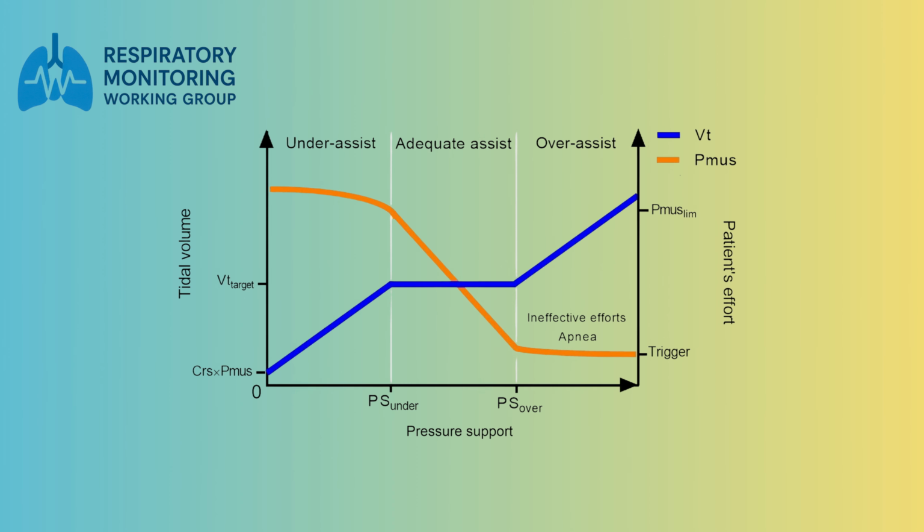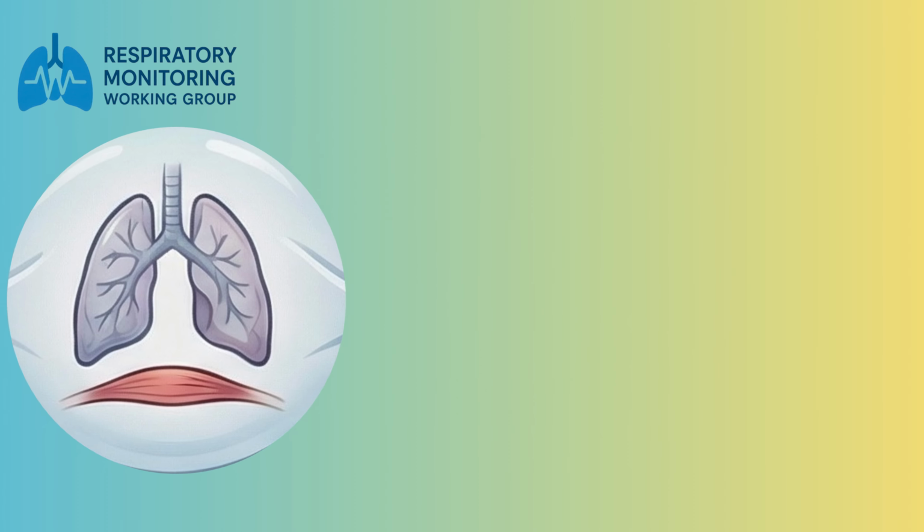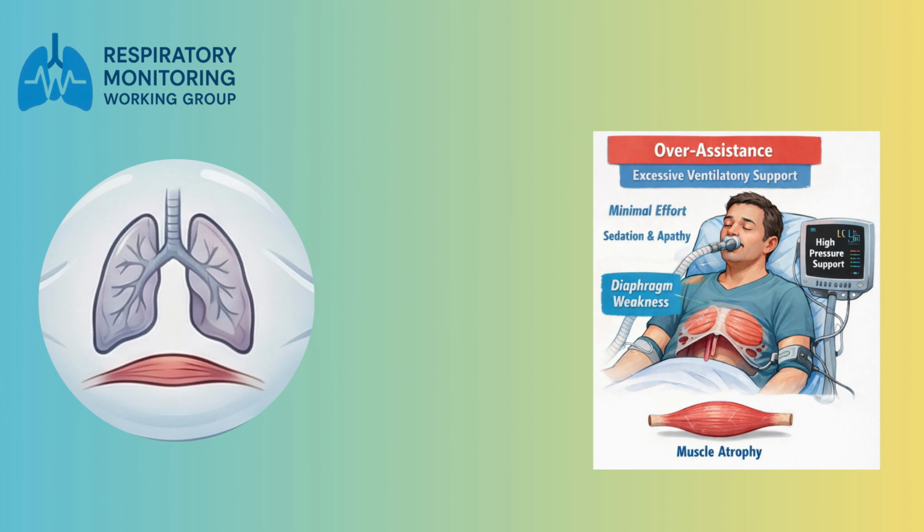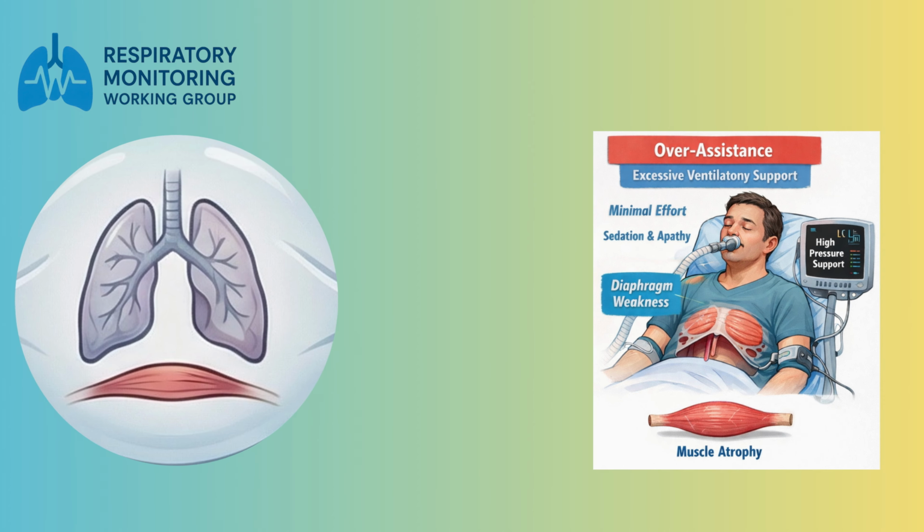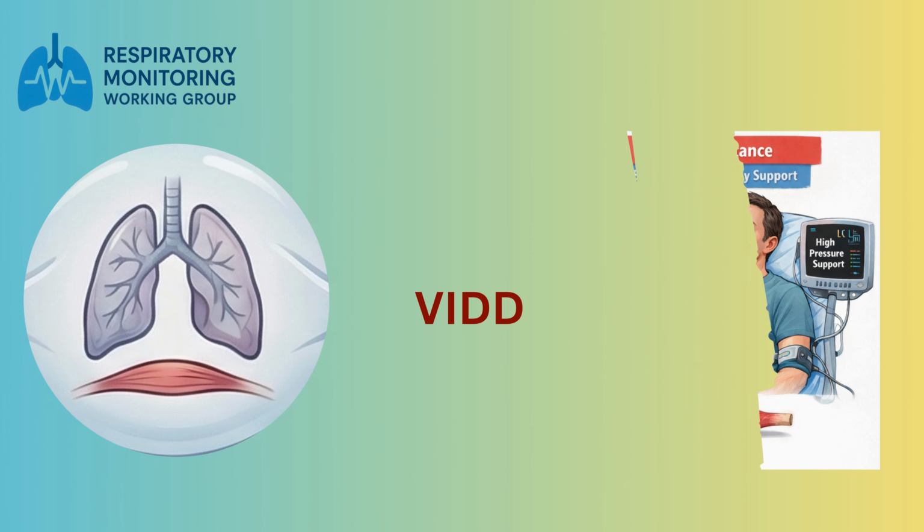When we adjust the ventilatory support during assisted ventilation, we're balancing two risks: overassistance and underassistance. The goal during mechanical ventilation is to deliver adequate assistance. Overassistance can blunt respiratory drive and promote diaphragmatic inactivity, a phenomenon known as ventilator-induced diaphragmatic dysfunction. Underassistance can drive excessive effort, dyspnea, and patient self-inflicted lung injury.